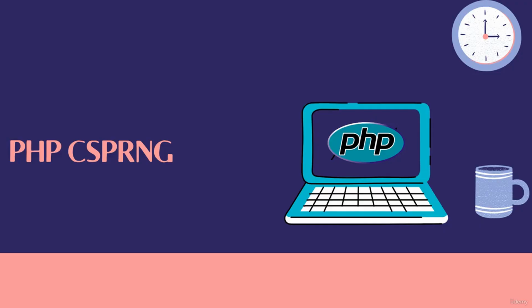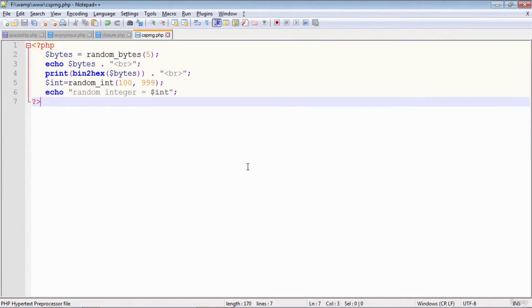In this video, let us have a look at another new PHP 7 feature called CSPRNG. What is this CSPRNG? It stands for cryptographically secure pseudo random number generator. This program uses two new functions that are introduced by PHP 7, and the purpose of these two functions is to generate random numbers which are secure for cryptography.